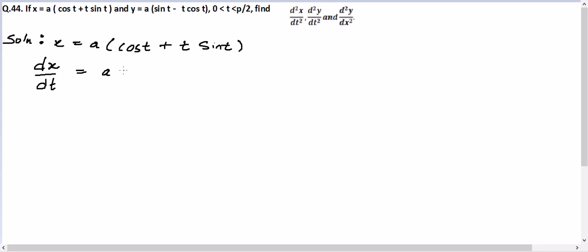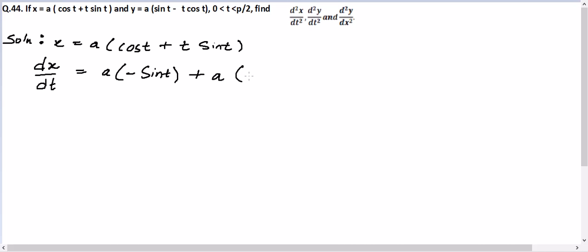The derivative of cos t is minus sin t, plus a is a constant, and guys we need to use the product rule in this. As you can see, this is the product rule, and we use it when we need to find the derivative of a product of two functions. So in this, t is one function and sin t is the next function. So the derivative of t will be 1.